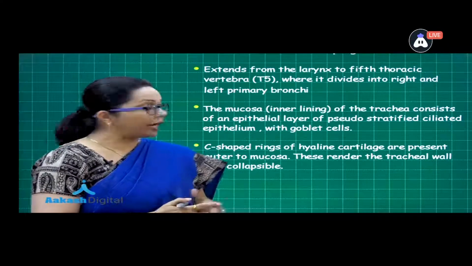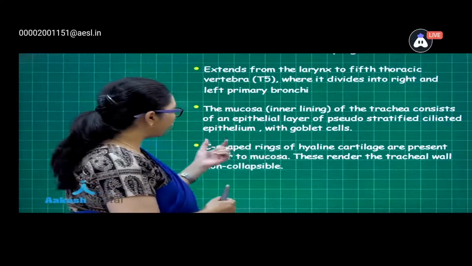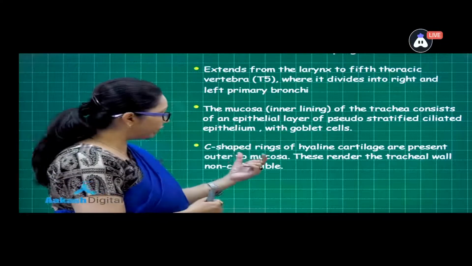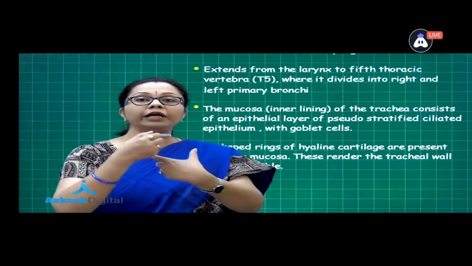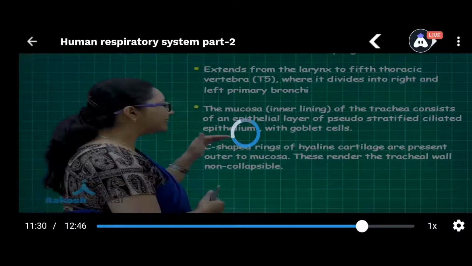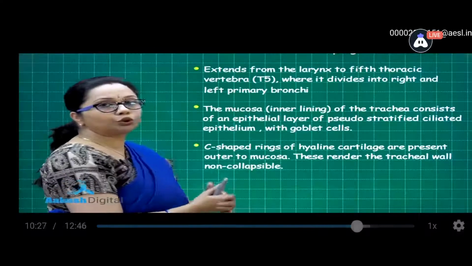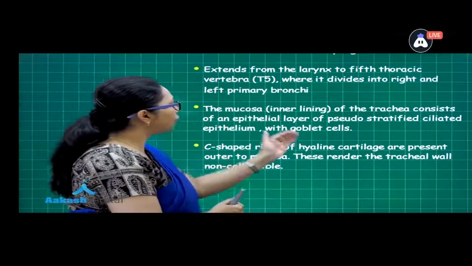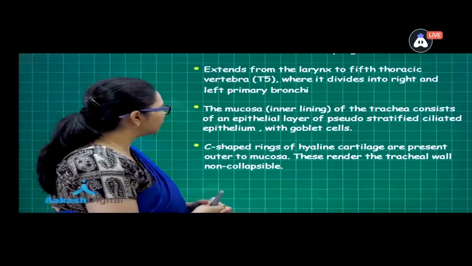It will not collapse, and this is one very important part which maintains the structure. And when we talk about the C-shaped rings, so these rings, they are complete, having ciliated pseudo-stratified epithelium with number of goblet cells. That means mucus secreting cells are present.